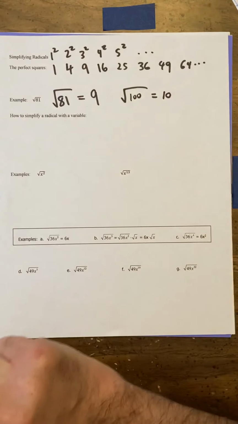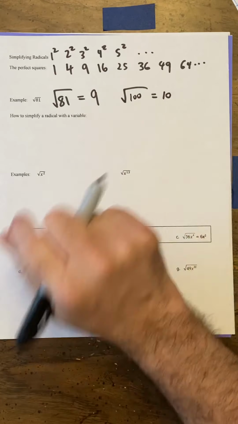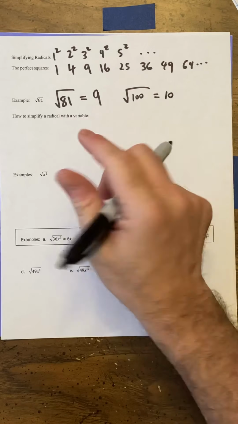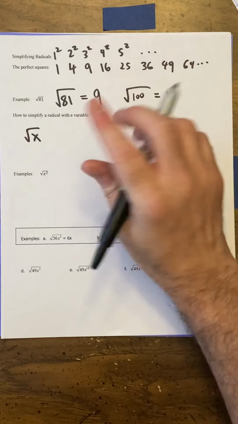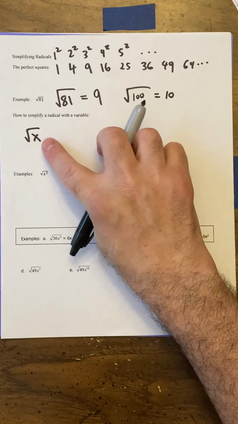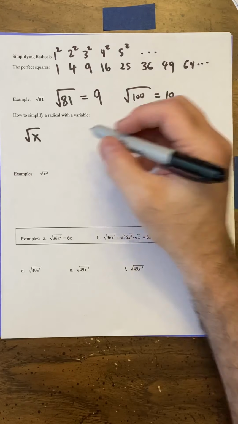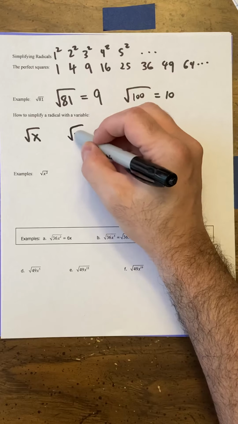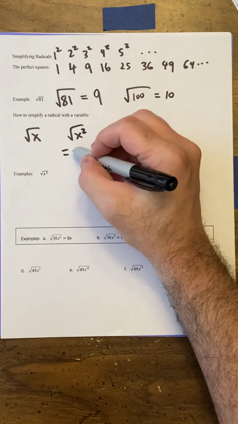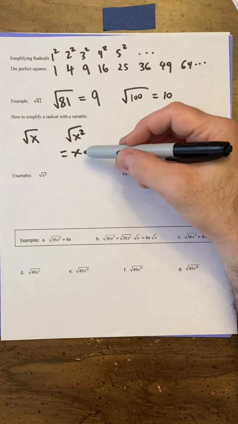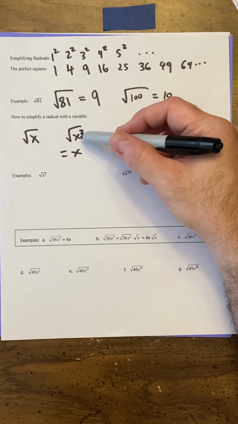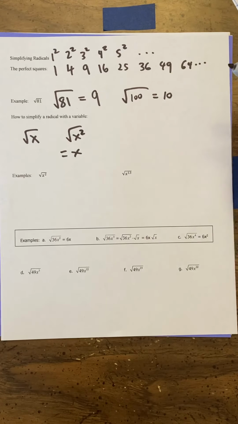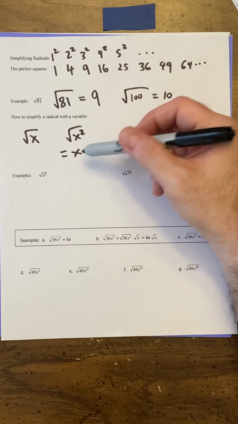How about simplifying a square root that has a variable in it? Let's take a look. Well, the square root of x, that's not a perfect square. There's nothing you can do to simplify that. The square root of x is just the square root of x. But the square root of x squared is actually equal to x. If you think about why that is, it's because what times itself is x squared? x times x is x squared. So the square root of x squared is x.